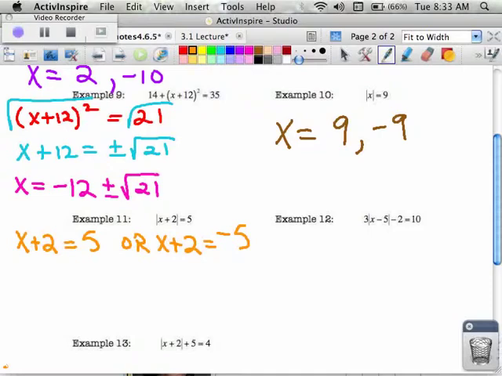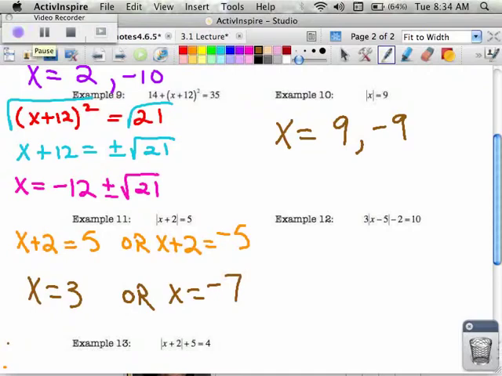So in example 11, if I move the 2 over, I get x equals 3, or in other words, 3 plus 2 is 5. Or, if I move the 2 over this time, I get x equals negative 7, because negative 7 plus 2 is negative 5. The main difference between example 10 and 11 is there is something with the x on the inside, but the reasoning works exactly the same. What you see inside the absolute value is equal to what you see on the outside, or it is equal to the opposite of what you see on the outside.